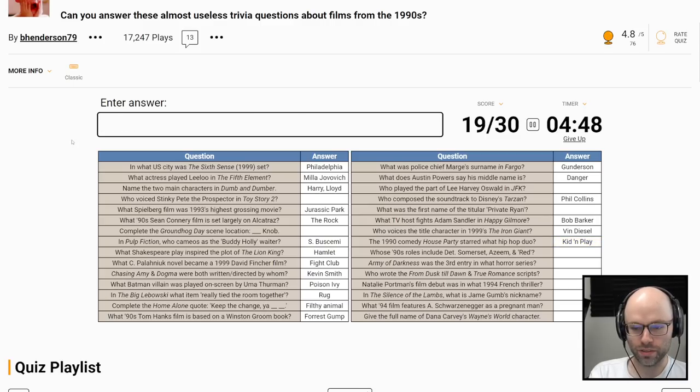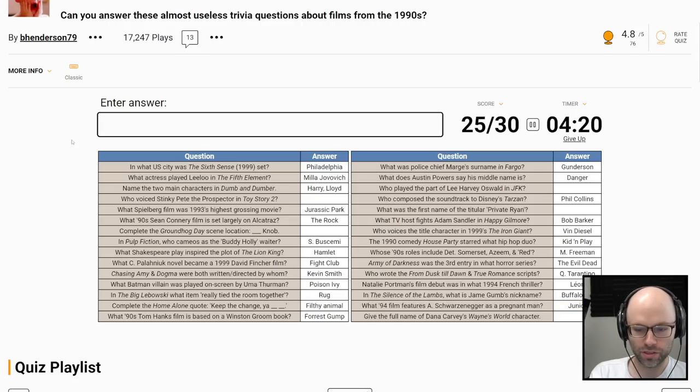Whose 90s roles included Detective Somerset, and Red? Morgan Freeman. Army of Darkness is Evil Dead. True Romance was written by Quentin Tarantino. Natalie Portman's debut was in Leon: The Professional. What is James Gumb's nickname in Silence of the Lambs? Buffalo Bill. Arnold Schwarzenegger played a pregnant man in Junior.